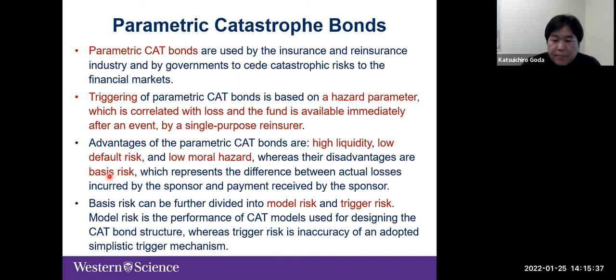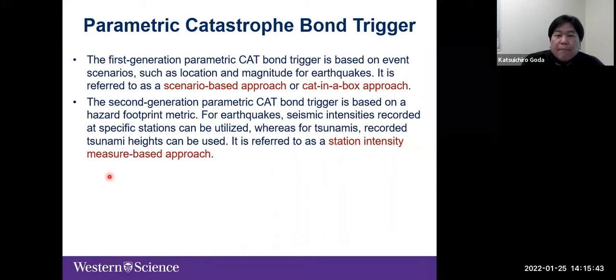And when it comes to this trigger risk, the traditional cat bond, parametric cat bond, especially for earthquake, is based on a scenario-based approach, sometimes called a cat-in-a-box approach, which I'm going to explain later. The other potential extension, the second generation of the parametric cat bond trigger, could be designed based on the intensity measure, such as peak ground acceleration at the recording station, or the wave height at the offshore wave recording station. So I call this second generation the station intensity measure based, station IM based approach. So I just define the terminology I am using.